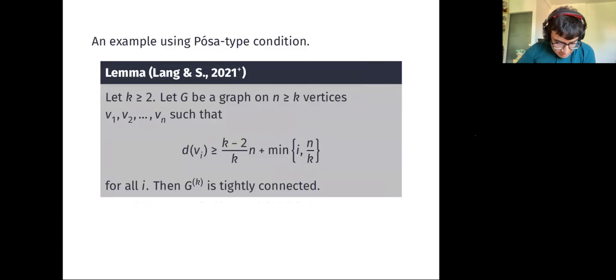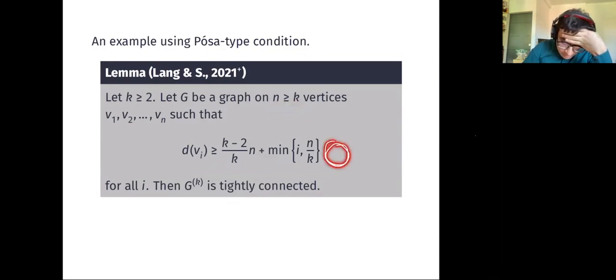So the connectivity is given by this lemma. We can show that when you have a graph satisfying this degree condition of the Posa theorem for k-cliques, then this graph is tightly connected. Let me just say that we have to prove this lemma to apply our result, but the proof of this lemma is actually very simple. We can actually prove this for every n. We don't do anything by regularity or anything fancy. This is an easy proof.